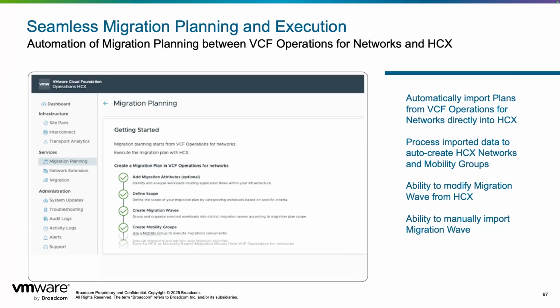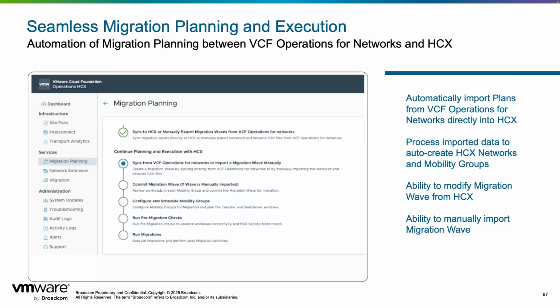With direct migration wave import, you can automatically pull your meticulously crafted network migration plans from VCF Operations for Networks directly into HCX. What we have done is automated the creation of HCX networks and HCX mobility groups, including their scheduling, from the migration waves you create in VCF Operations for Networks.